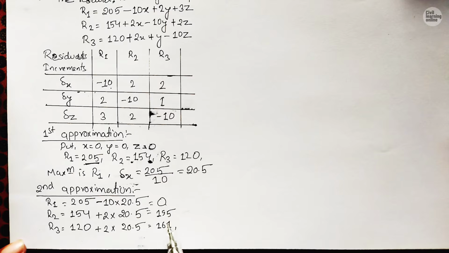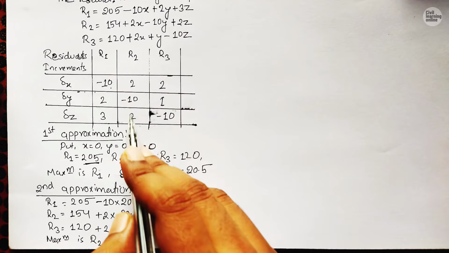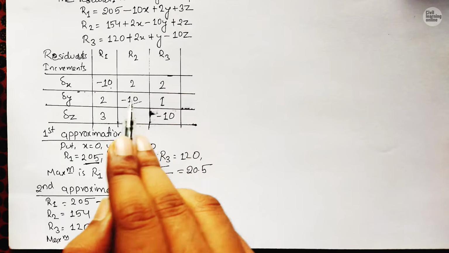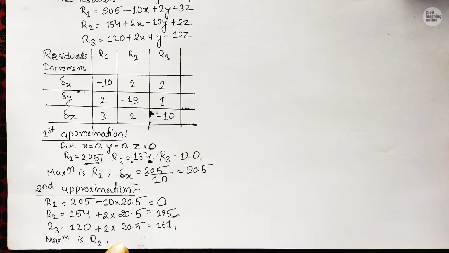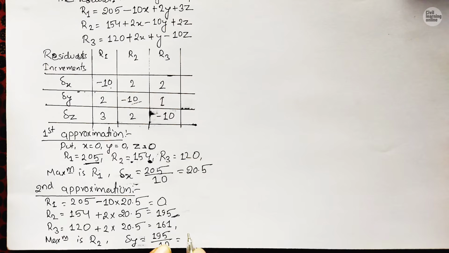Once again we have to find the increment. We will look for the maximum value of these three. The maximum is r2, so we write maximum is r2, and for r2 we again look for the maximum value in the column of r2. It is 10, and 10 corresponds to del y. So del y equals 195 divided by 10. We will not take the negative sign, so we get 19.5.